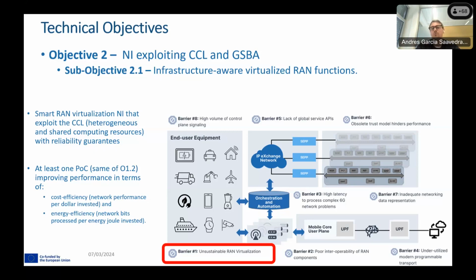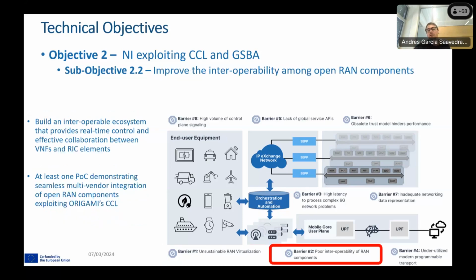So the first barrier has to do with unsustainability, specifically in the radio access network, and building virtualized radio access networks that are more affordable and more sustainable than they are today, right? Here the idea is to exploit the compute continuum layer, using network intelligence solutions on top of this new layer to improve the sustainability of virtualized RAN solutions. And again, we will build a proof of concept to demonstrate this. Second barrier goes in the direction of interoperability of RAN components.